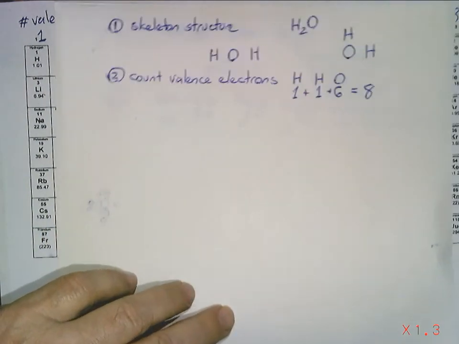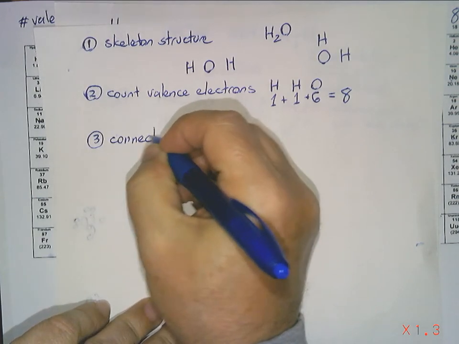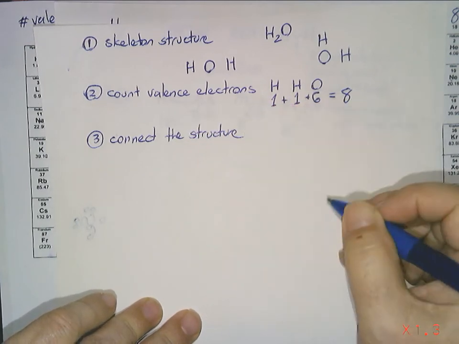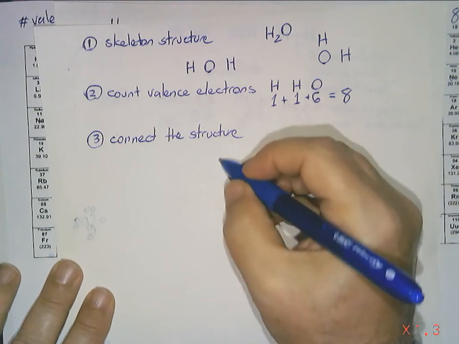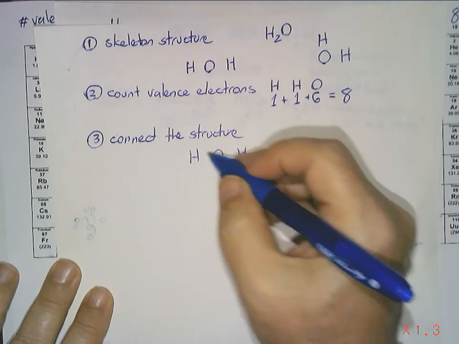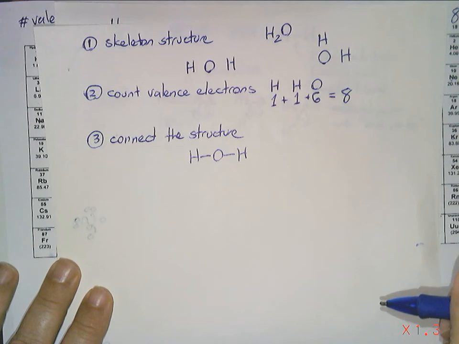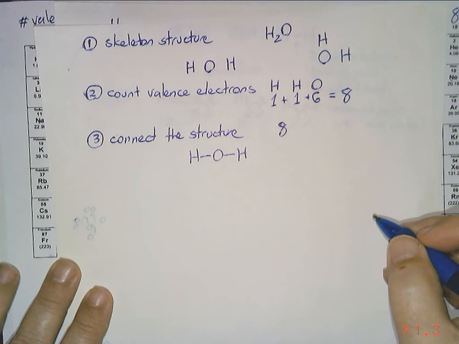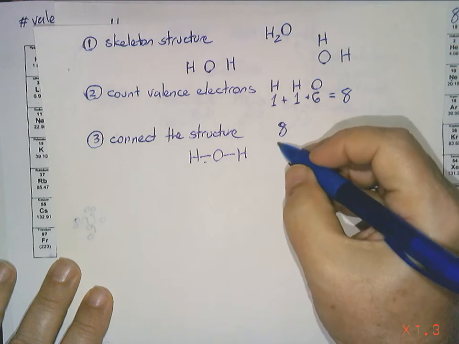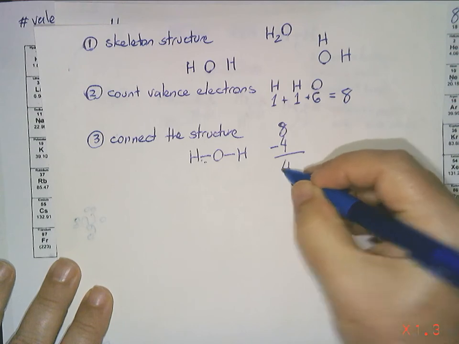The next thing that I do is connect my structure. And I do this by drawing a stick between the central atom and each of the outside atoms. So here's my skeleton structure. I'm going to draw a stick between the central atom and each of the outside atoms. So I drew 2 sticks. Now what does that cost me? I had 8 valence electrons to start with, and each stick costs me 2 electrons. I drew 2 sticks, so that's 4 electrons that I took away, and now I have 4 left.